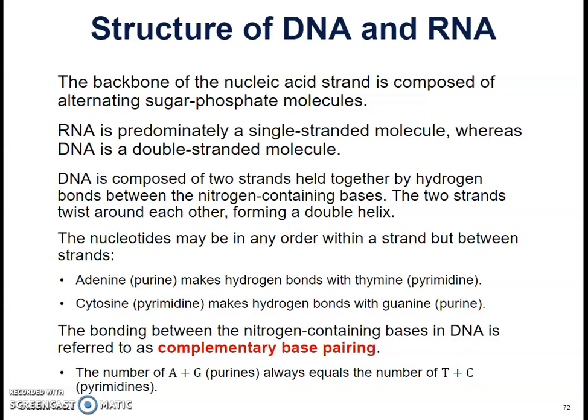The nucleotides may be in any order on the strand, but if there's an adenine on one side of our DNA, there's always going to be a thymine on the other side of the DNA. If there's a cytosine on one side, there's going to be a guanine on the other side. This is what's referred to as complementary base pairing. So we know that the number of adenines and guanines will always equal the number of pyrimidines, the thymines and the cytosines, because they complementary base pair.